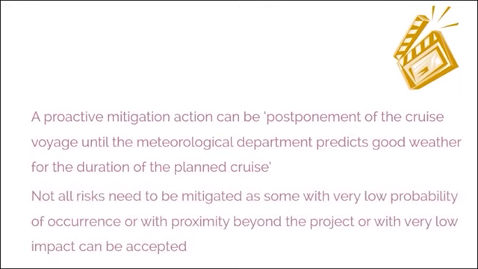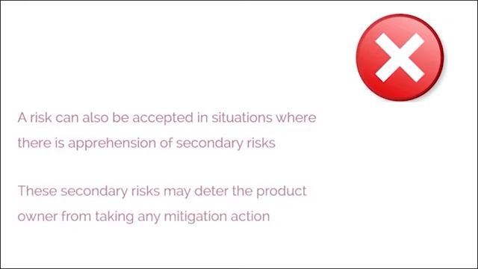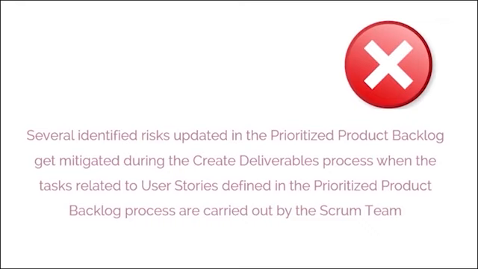Not all risks need to be mitigated, as some with very low probability of occurrence or with proximity beyond the project or with very low impact can be accepted. A risk can also be accepted in situations where there is apprehension of secondary risks. These secondary risks may deter the product owner from taking any mitigation action. Several identified risks updated in the Prioritized Product Backlog get mitigated during the Create Deliverables process when the tasks related to user stories defined in the Prioritized Product Backlog process are carried out by the Scrum team.